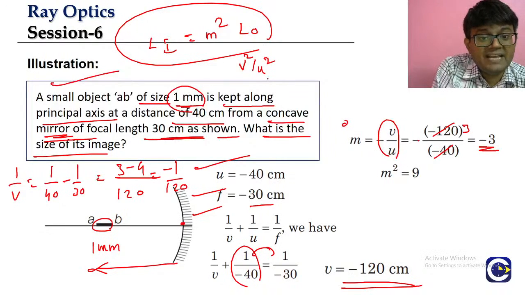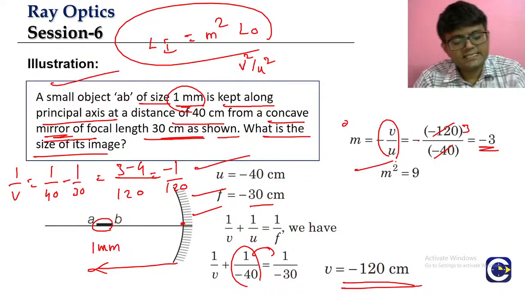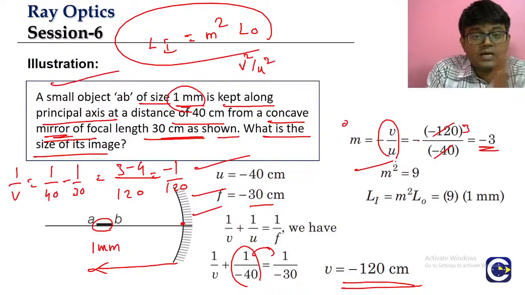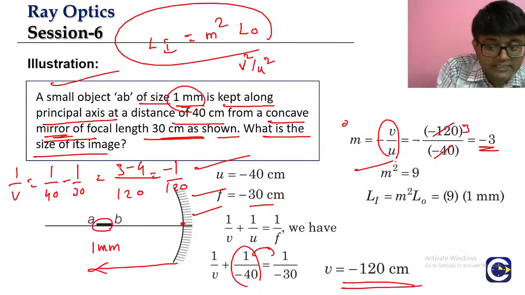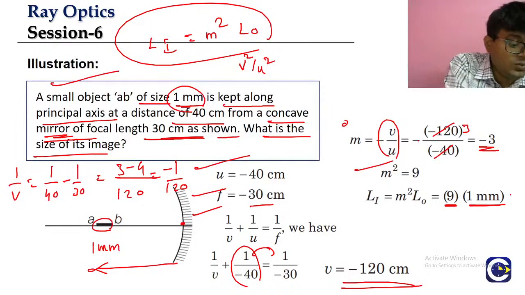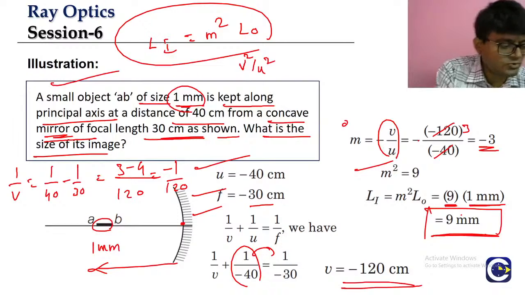But we don't need M. We need M square. What is M square? 9. What is the relation? The length or size of image is equal to M square into length or size of object. So M square is 9 into what is the length of the object they gave us? 1 millimeter, right? So 9 into 1 millimeter. What is the value going to be? 9 millimeter. So what is the answer for this question?